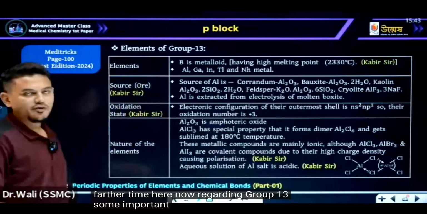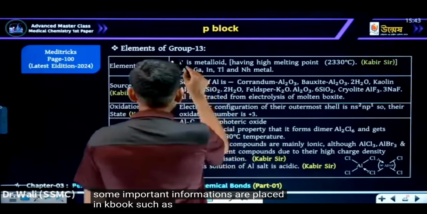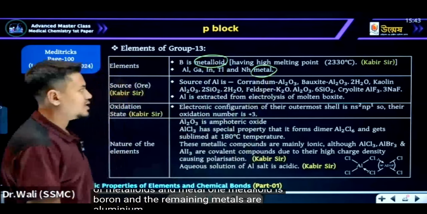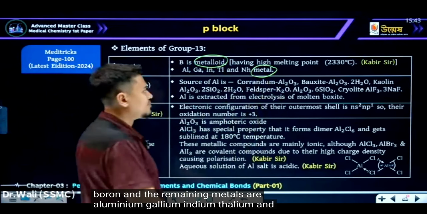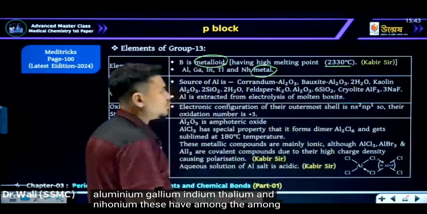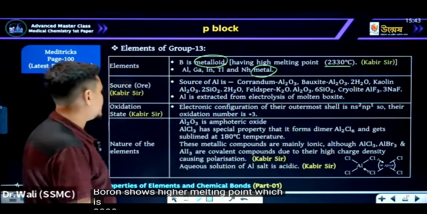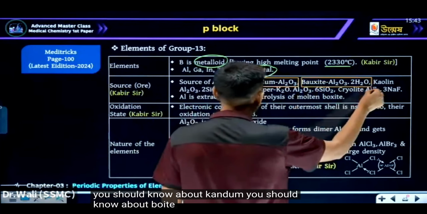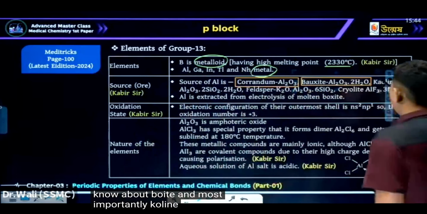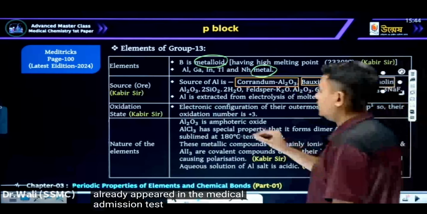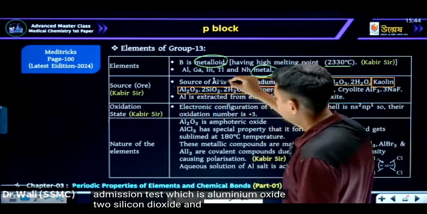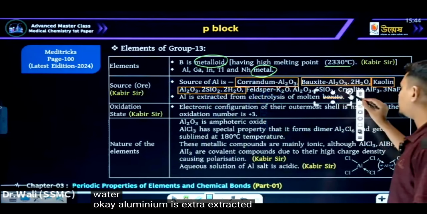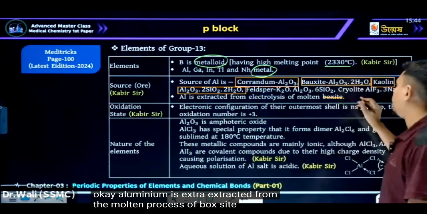Now, regarding group 13, some important information is placed in the book, such as group 13 is a mixture of metalloids and metals. One metalloid is boron, and the remaining metals are aluminium, gallium, indium, thallium, and nihonium. Among them, boron shows the highest melting point, which is 2330. Regarding the source, let me mark it. You should know about corundum, bauxite, and most importantly, kaolin. This formula has already appeared in the medical admission test: aluminum oxide, 2 silicon dioxide, and 2 moles of water. Aluminum is extracted from the molten process of bauxite.